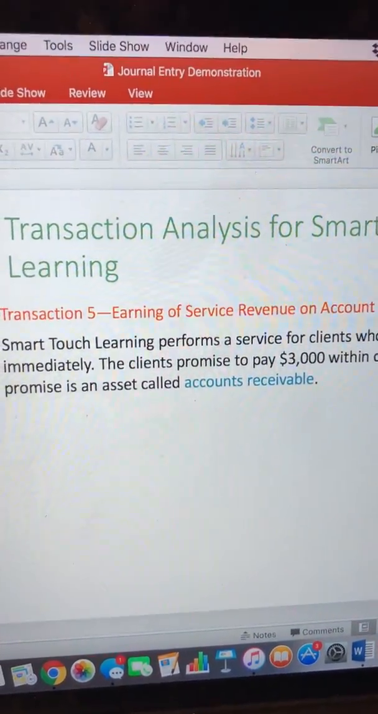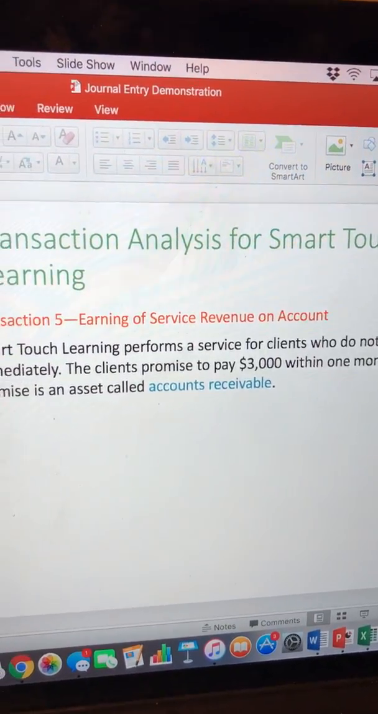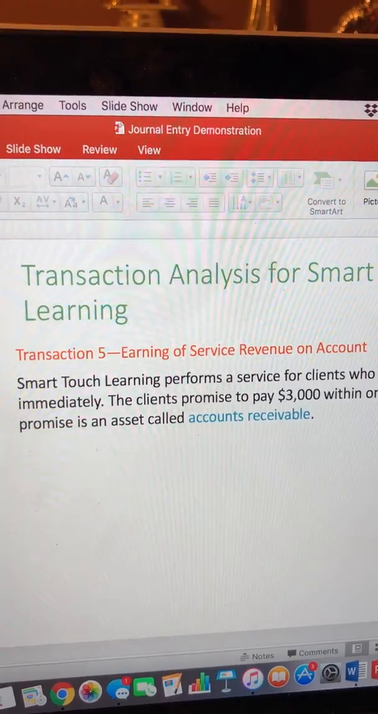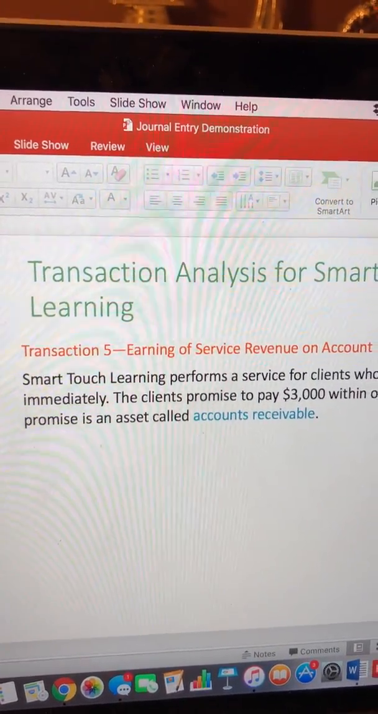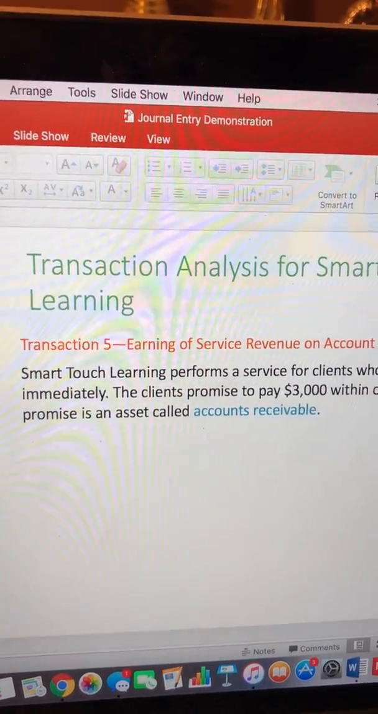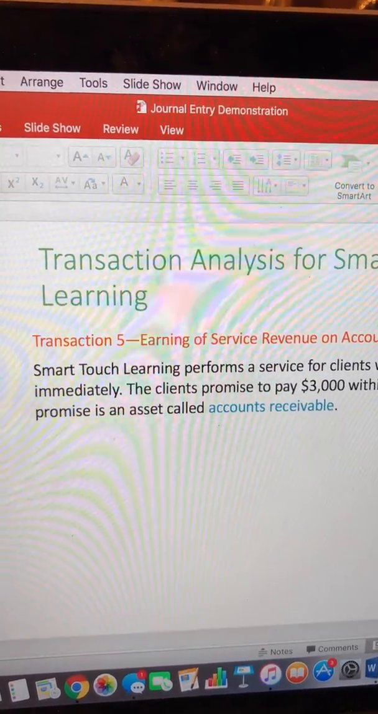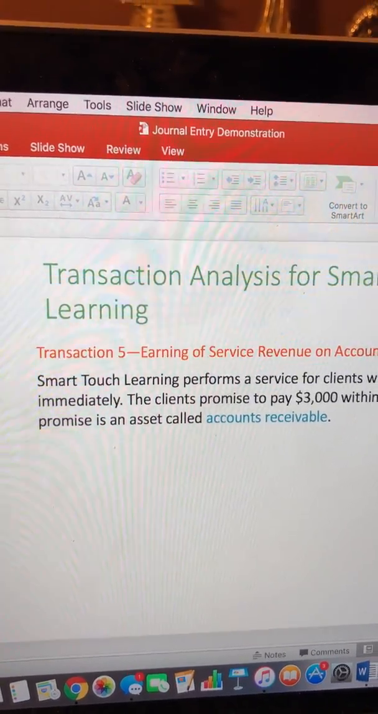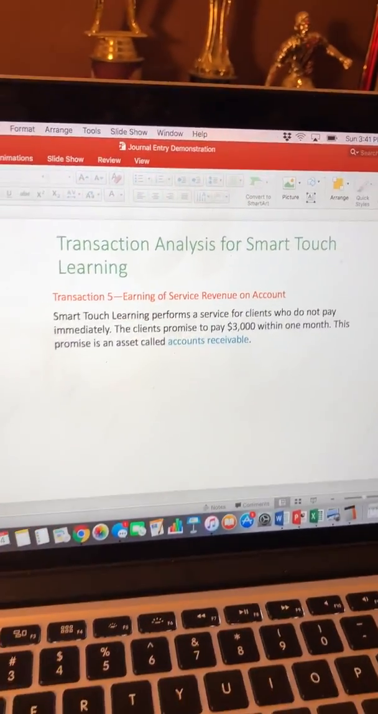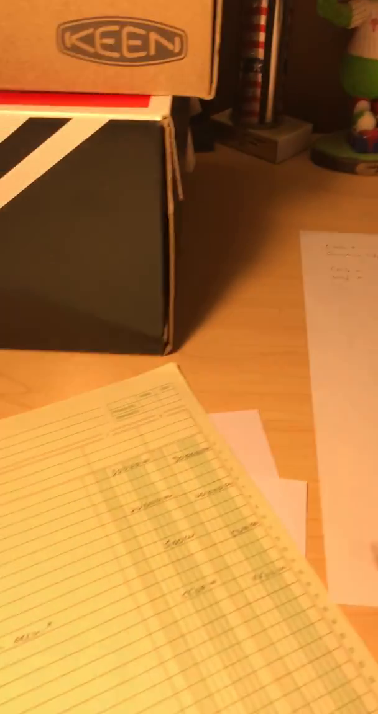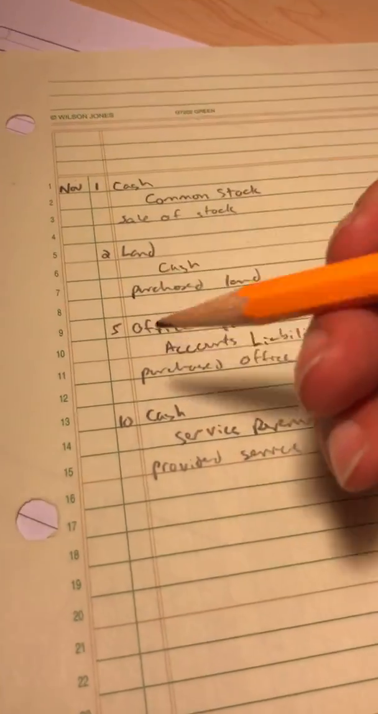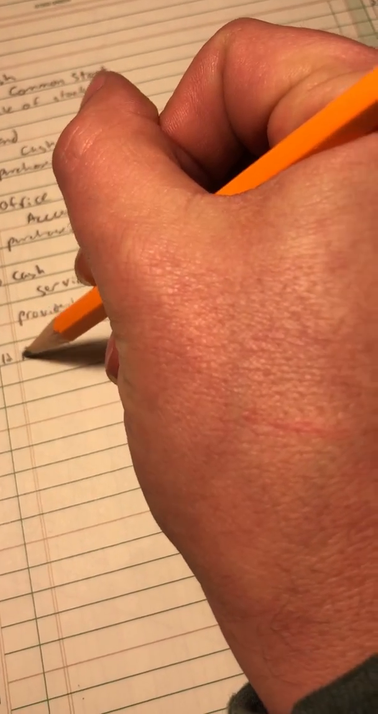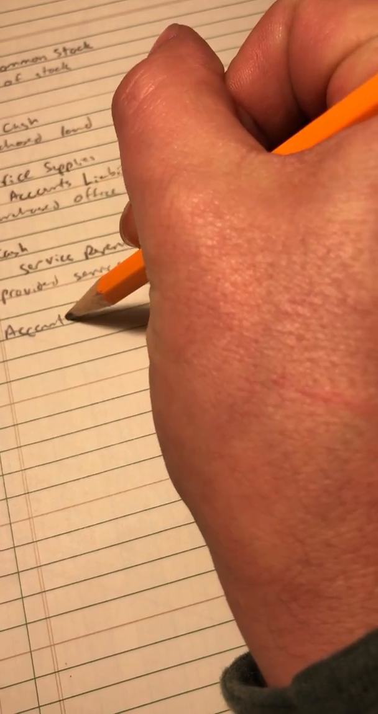Transaction 5 is, this time we're doing service, but instead of them paying cash, they're giving us accounts receivable. So it's something that is owed to us in the future. But we record the service at the time of the event. Okay? So we performed the work, we did the service. So service revenue is going up. When service revenue goes up, it's a credit. Accounts receivable is an asset that's going up. So that's a debit. So I'm going to go November 12th, fill in accounts receivable.